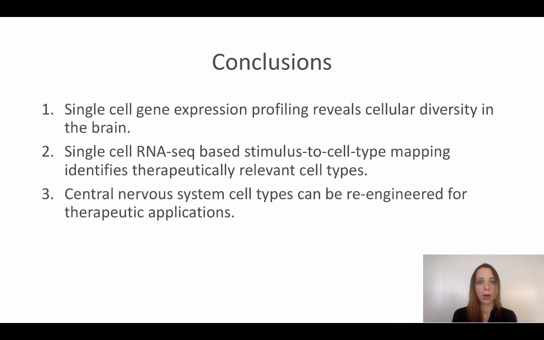In conclusion, I've covered three things. I've shown you how single-cell gene expression profiling reveals cellular diversity in brain regions of interest. Then I demonstrated how single-cell RNA-seq based stimulus to cell type mapping identifies therapeutically relevant cell types out of all cell types in a brain region. And finally, I've described an avenue for a precision re-engineering of central nervous system cell types for therapeutic applications.